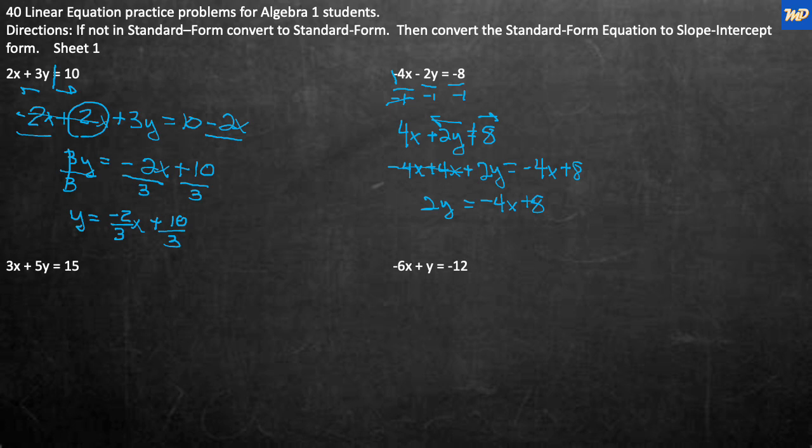This is going to be nice because we're going to divide each side, every term, by the coefficient over here, and so we're going to divide by 2, and divide by 2. And the answer is going to be y equals negative 2x plus 4. Okay? Next problem. 3x plus 5y equals 15. We see that the 3x is already positive. The format's correct. We just have to move terms around.